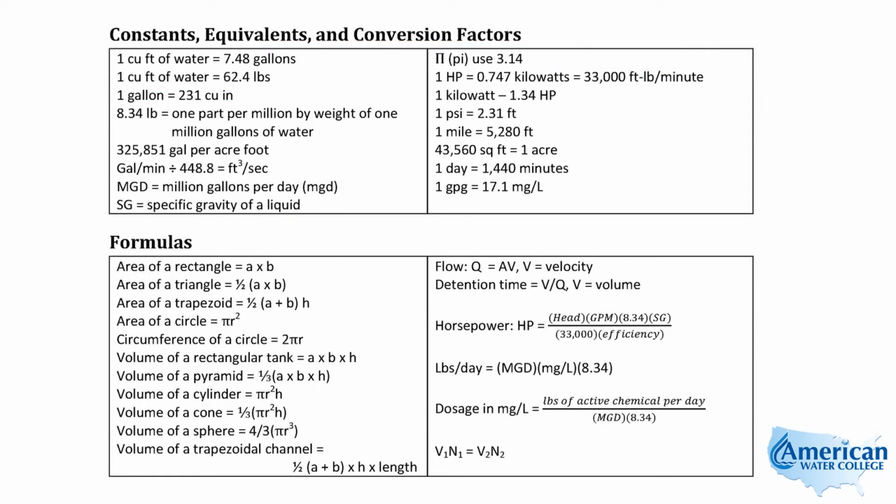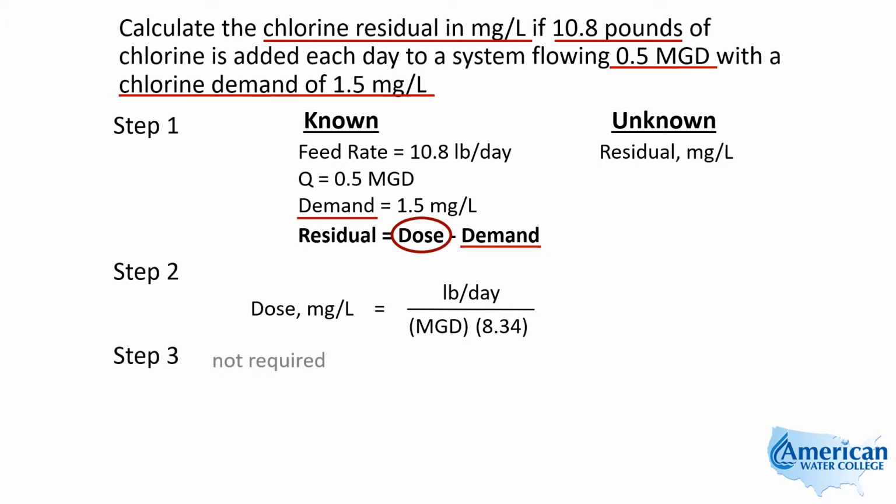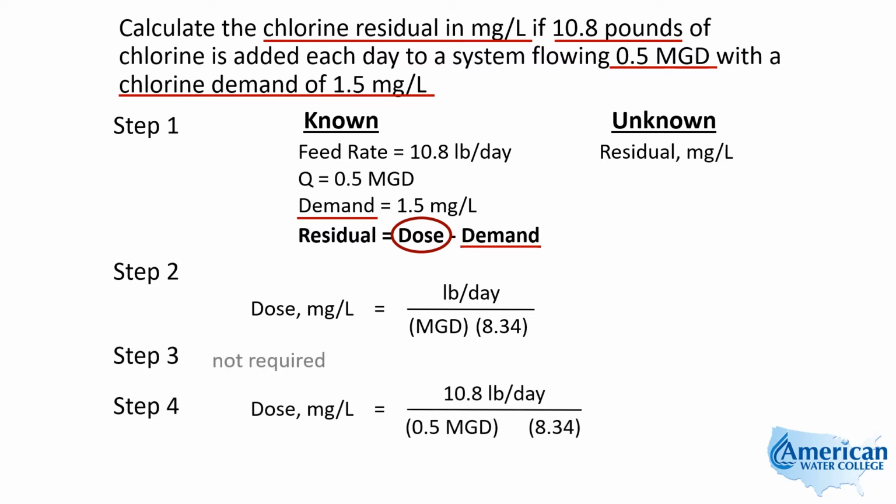Well, looking at our formula sheet, there's a formula that says dosage in milligrams per liter is equal to the pounds of active chemical per day divided by mgd divided by 8.34. So we'll use that formula. So our dose in milligrams per liter is equal to pounds per day divided by mgd divided by 8.34. So with that, we can skip step 3 and just simply plug in our numbers and do the math.